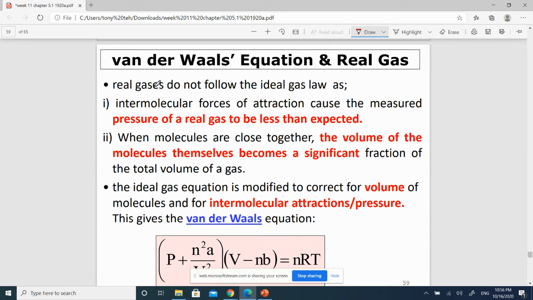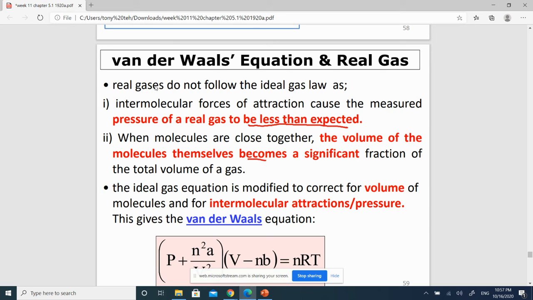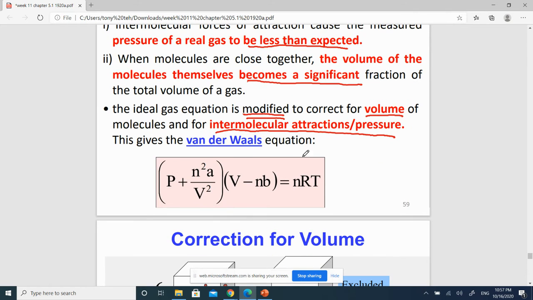Now we go to van der Waals equation. Real gases do not follow the ideal gas equation, as intermolecular forces of attraction cause the measured pressure of a real gas to be less than expected. When the molecules are close together, the volume of the molecules themselves becomes a significant fraction of the total volume of a gas. Thus, the ideal gas equation is modified to correct for the volume of the molecules and for the intermolecular attraction and pressure. So this gives rise to van der Waals equation.